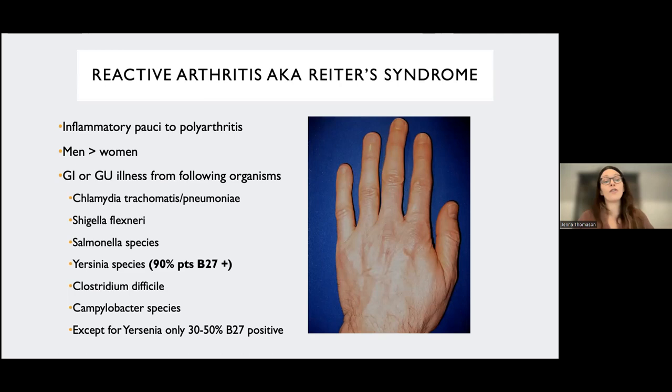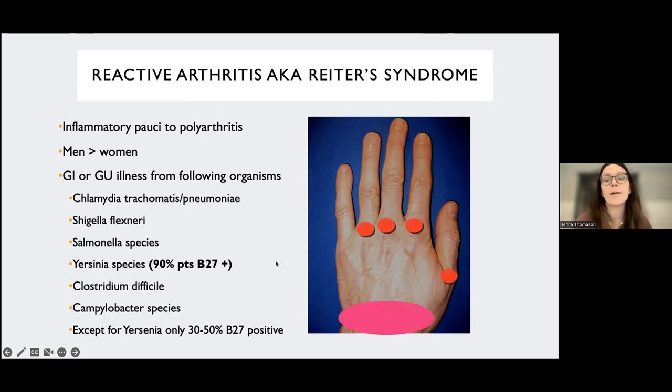And the arthritis typically happens about 2 weeks after some sort of infection. So commonly after chlamydia, but also gastrointestinal infections like Shigella, Salmonella, also Yersinia species, C. diff, Campylobacter. And then often these patients will have HLA-B27, particularly if they're infected with Yersinia.